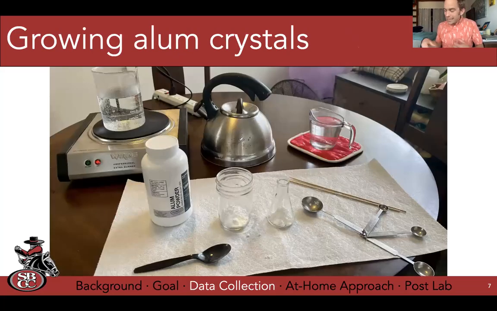So let's get into how we're going to do it. I'm going to show you a few things that I did at home. I first tried just going through the experiment the way that it's written, and that's really what I'm going to show you. My goal was to do two things: to grow a baseball size alum crystal within a week. That was something my daughter thought I wouldn't be able to do.